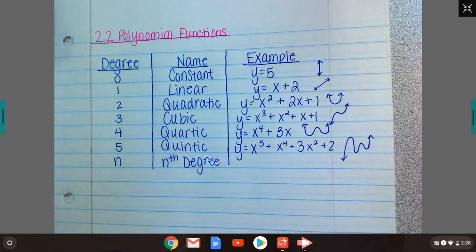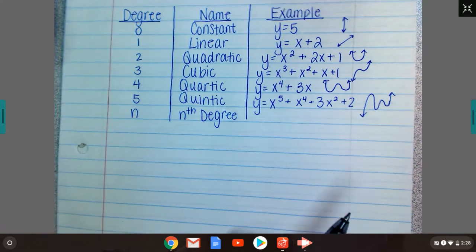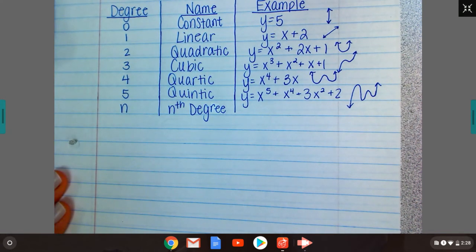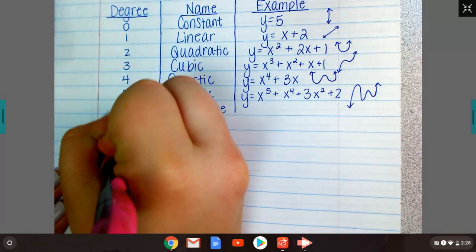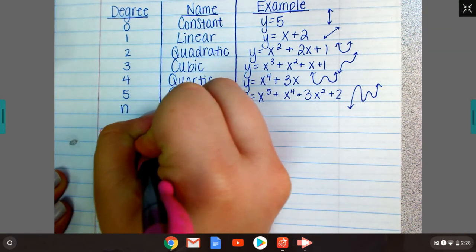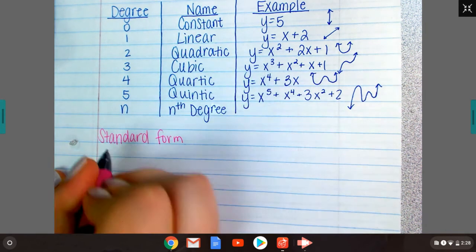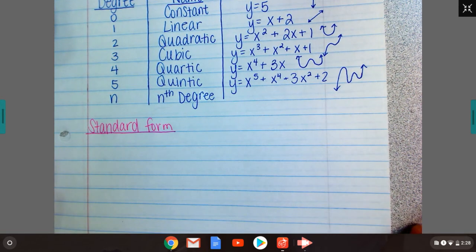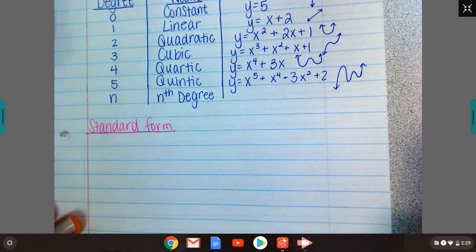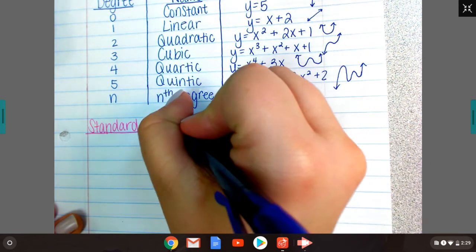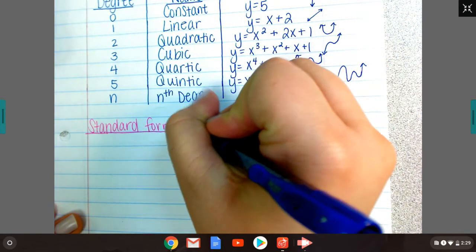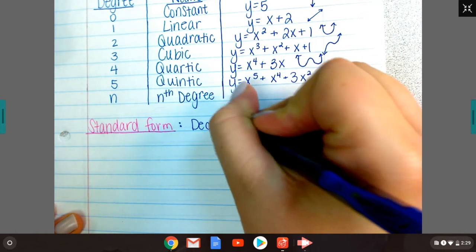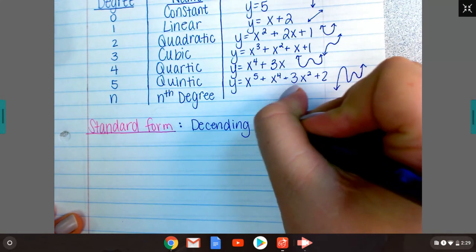But knowing the names of them is one thing. The next thing I wanted to mention is what standard form looks like. So standard form for any polynomial, regardless of the degree, is going to be in the exponents are going to be in decreasing order. So let me write that as an example. We would like it to be in descending degree order.